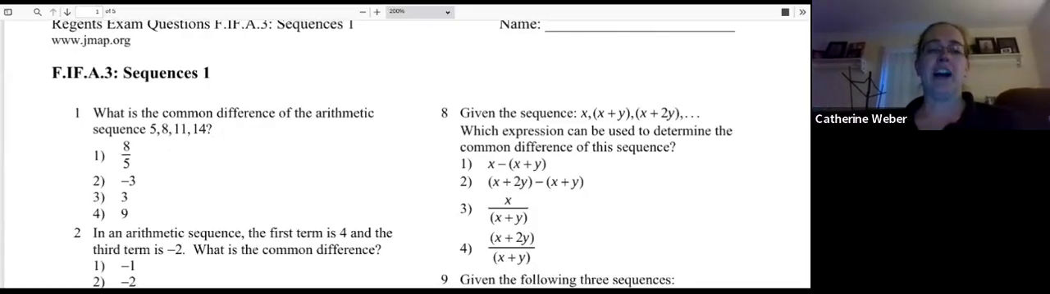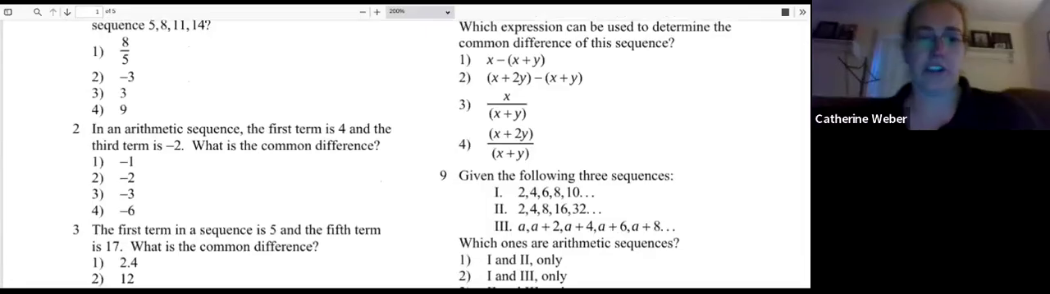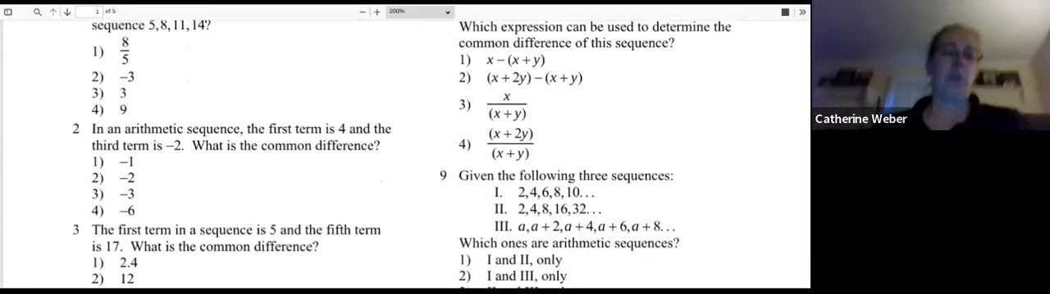When you're asked to find a common difference and you're given a bunch of numbers, you're just looking for the pattern. How am I going from one number to the next? And here's where I wish I could write. Question number 2 says, in an arithmetic sequence, the first term is 4 and the third term is -2. What is the common difference?